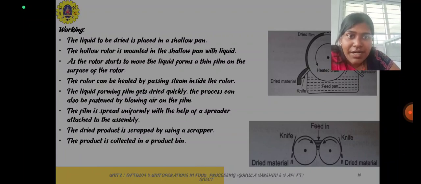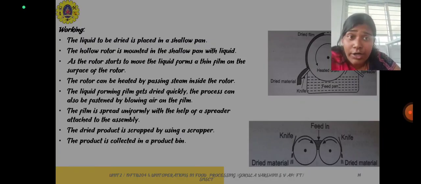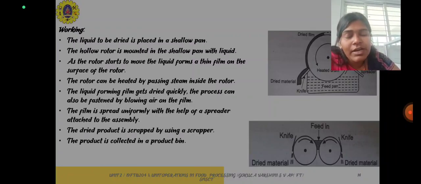Then the film is spread uniformly with the help of a spreader attached to the assembly, and the dried product is scraped off using the scraper, which is named the doctor blade, and the product is collected in a product bin. Okay, so this is the simple working of the drum dryer. The dryer can consist of either one drum or two drums depending upon the capacity or the type of industry in which it is used.